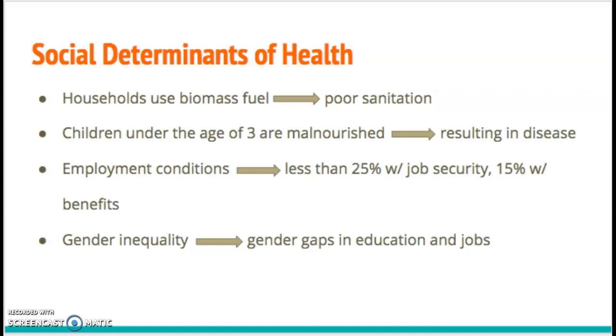Another determinant is the employment conditions. In India, less than 25% of employees have job security and only 15% of employees receive benefits. This plays a huge role in being able to not only have assurance of a job, but also the impact it has on someone's financial situation. Lastly, India's gender inequality plays a role in their social determinants of health, as it creates gender gaps in education and jobs.